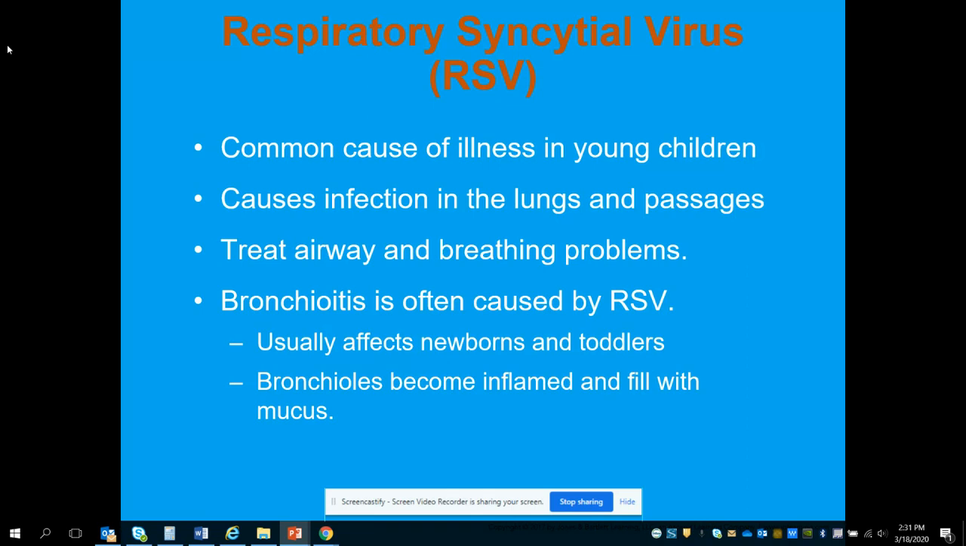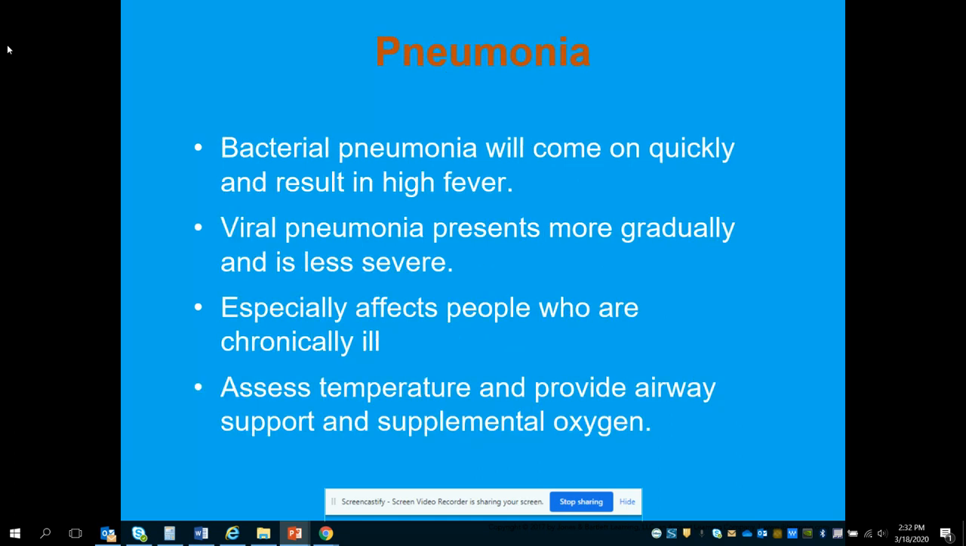Bronchiolitis, often caused by RSV, usually affects newborns and toddlers, where the bronchioles become inflamed and fill with mucus. While anyone can get RSV, it is most dangerous to infants and small children, especially premature infants, and is most prominent in the winter season. So we want to exercise good caution here, and they may need some type of antibiotic administration long term.